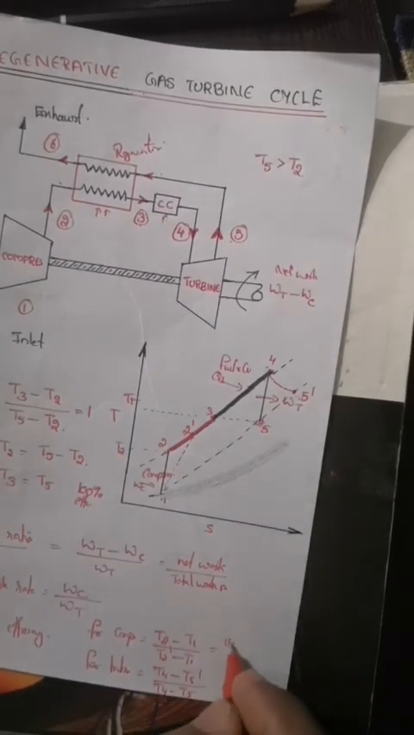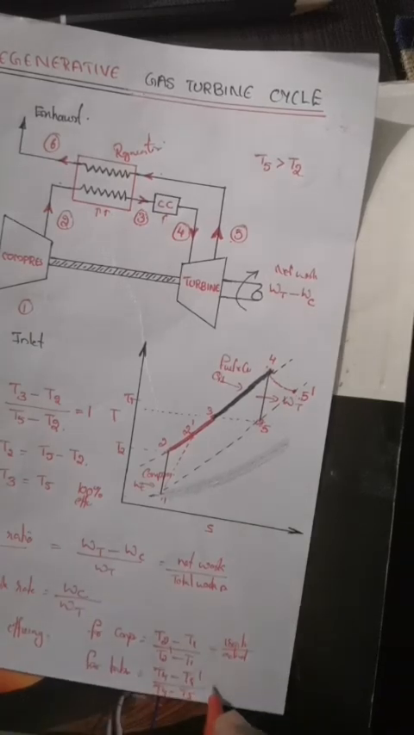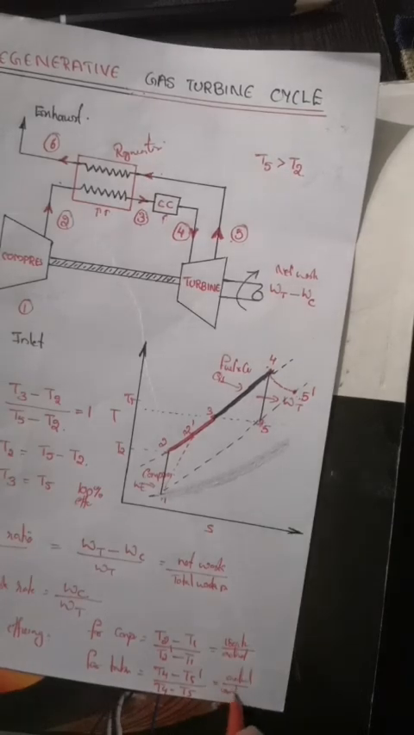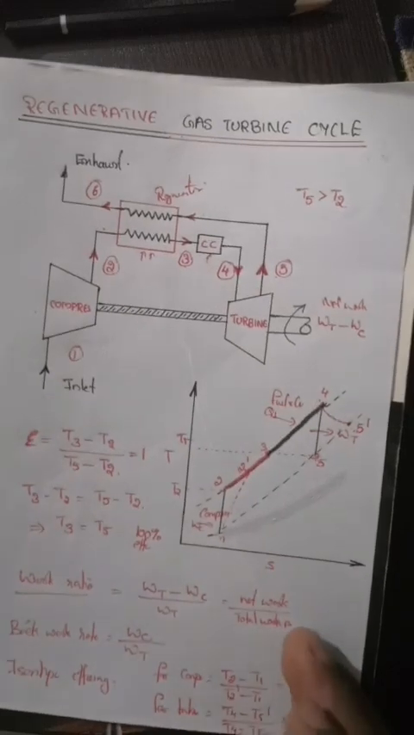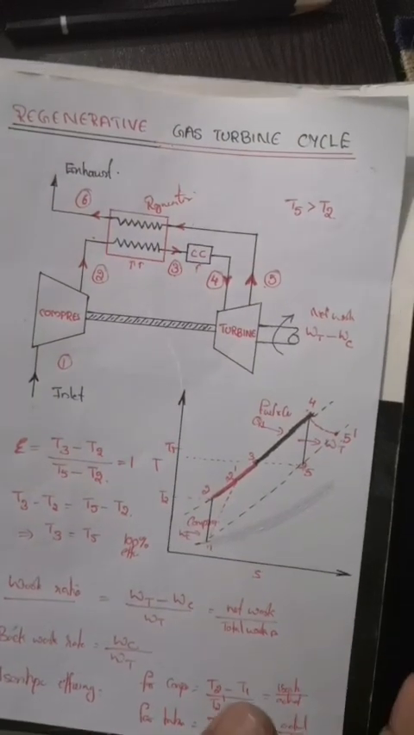For the compressor, in the numerator we have the isentropic divided by actual, and for the turbine we have the process as actual divided by isentropic. This many terms we require for solving problems in gas turbine cycles.